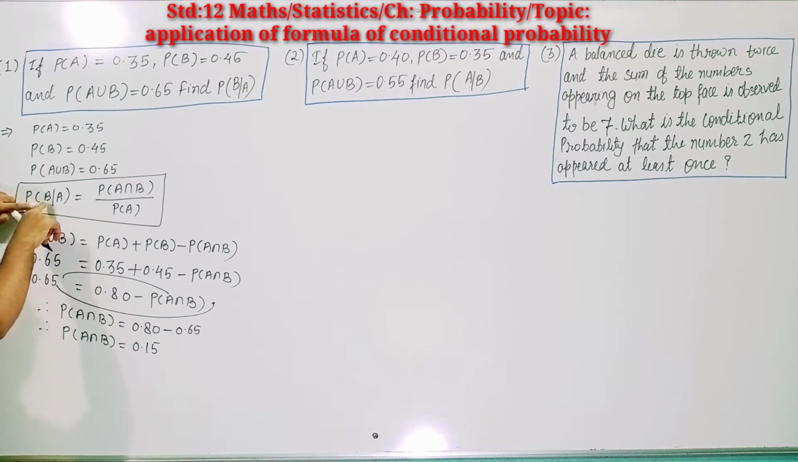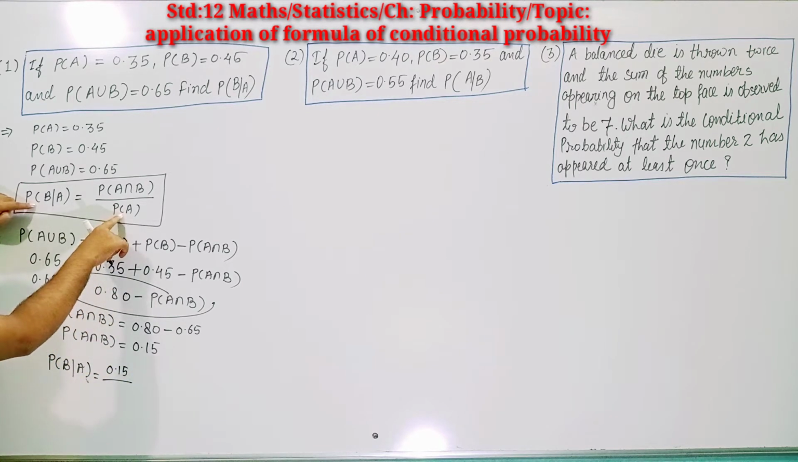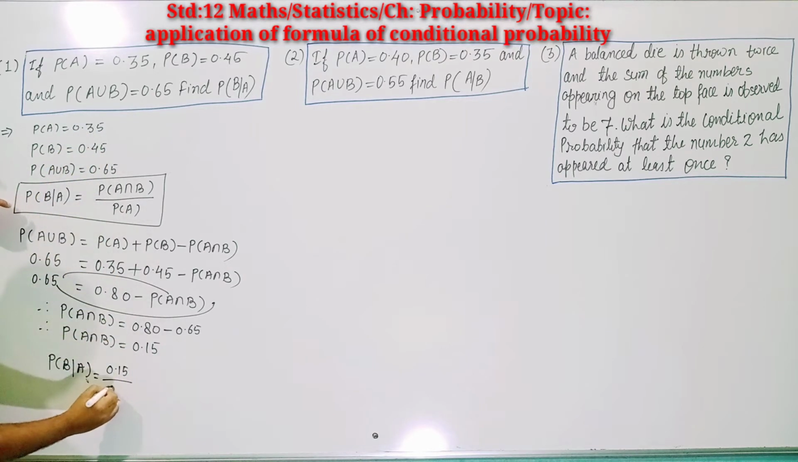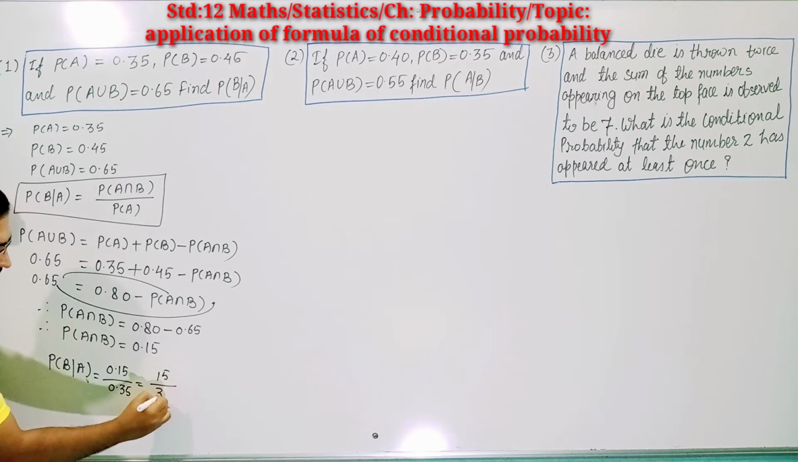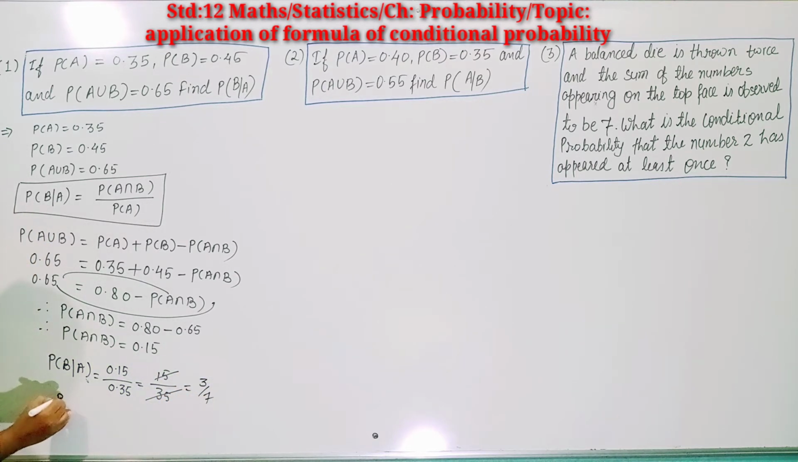Okay, so as per the definition of conditional probability, we want to find the probability of B with respect to A. Putting all these values over here, probability of A intersection B is 0.15 and the probability of A is 0.35. So this can be written as 15 upon 35, cancelling by 5, 3 by 7. So the probability of B with respect to A is 3 by 7.